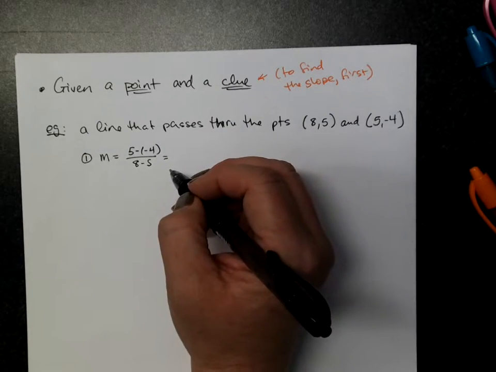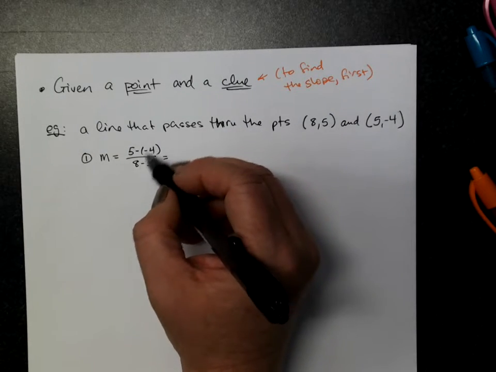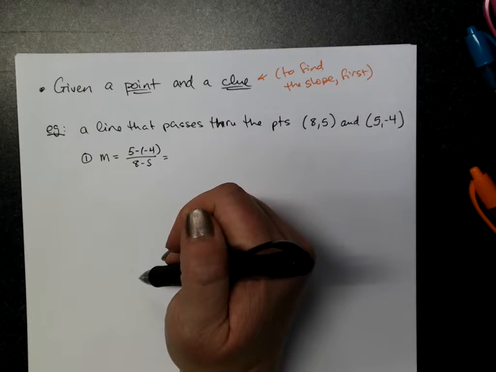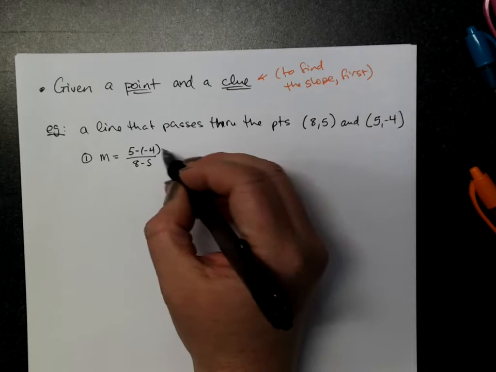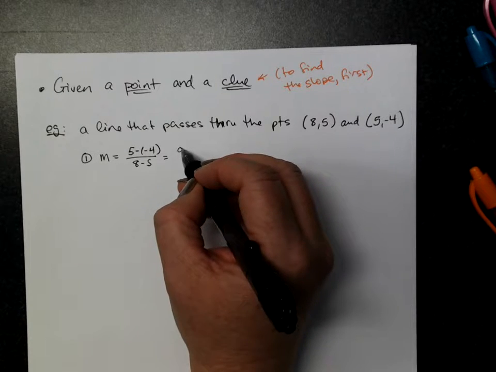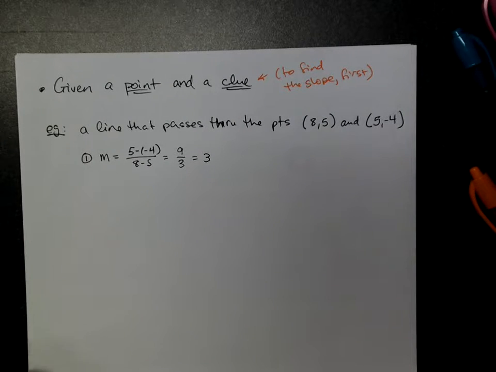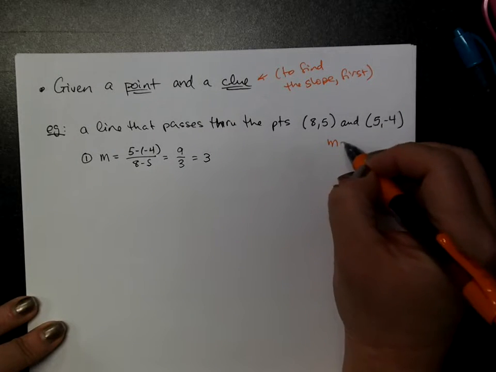Be very careful, because if you get the wrong slope, if you're careless about getting the slope, everything else is going to be wrong. It'll be the wrong equation. Okay? Be real careful up here with this point. So we've got positive 9 over positive 3, or 3. Okay. So I've got a slope of positive 3.